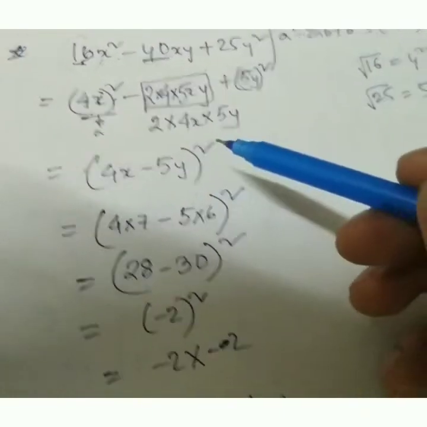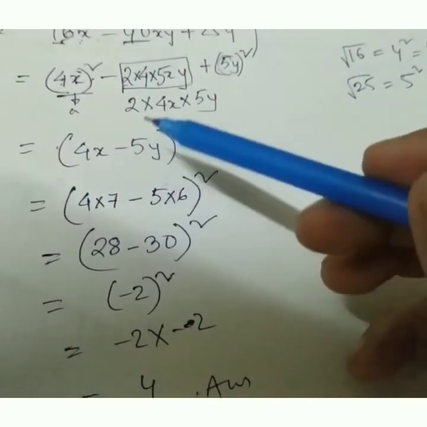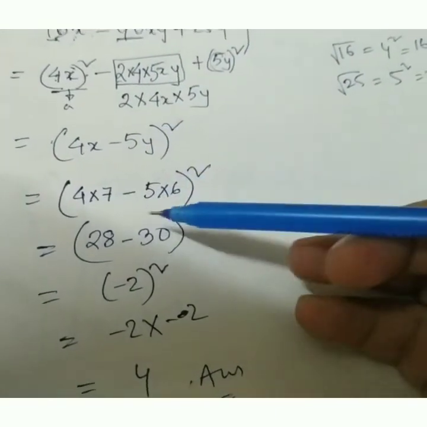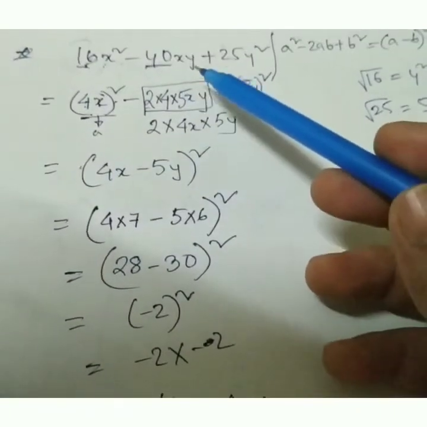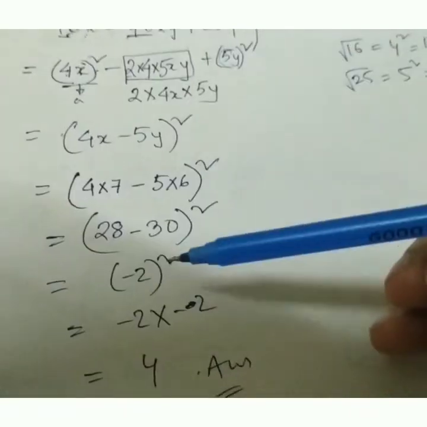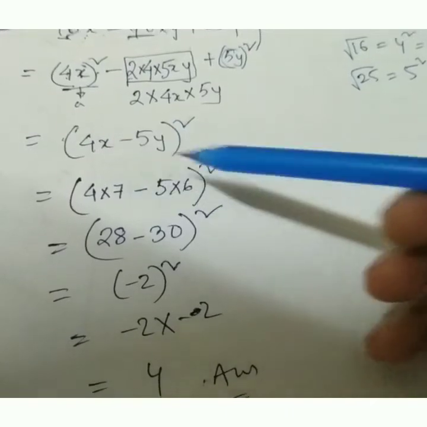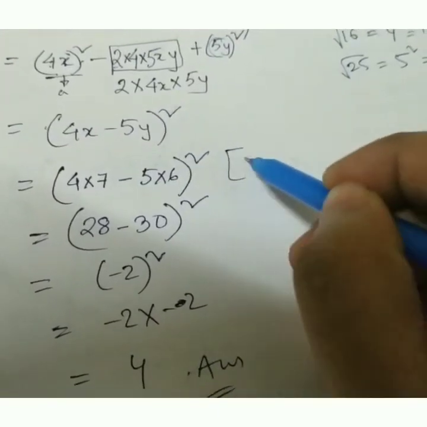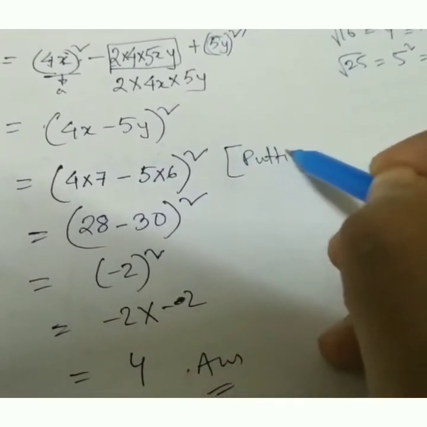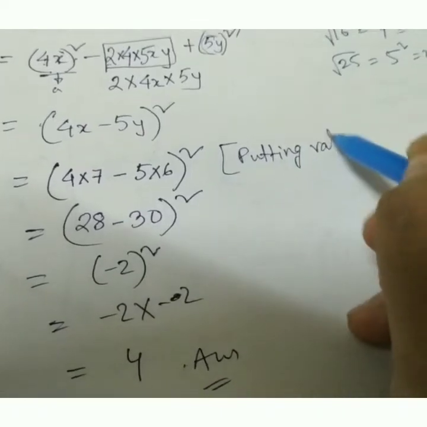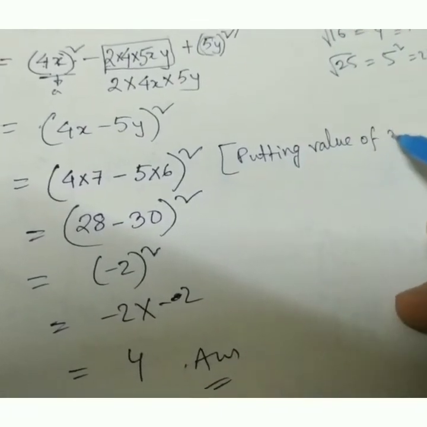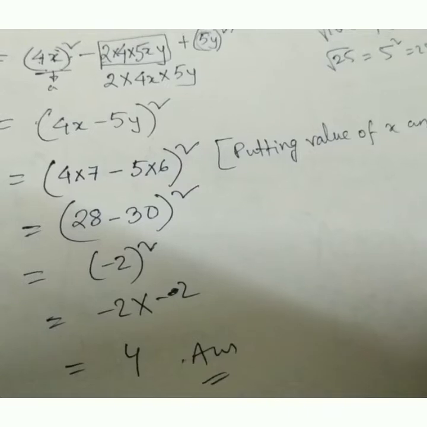So what did I require? Just simple calculations. Okay, so this is how you need to simplify, and then put the value of x and y. So in the bracket over here you also need to put the value of x and y.